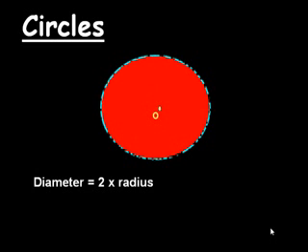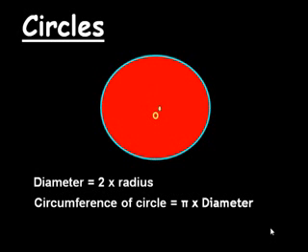The circumference of a circle is the distance around the outer edge. Circumference of a circle equals pi times diameter. An easy way to remember this formula is "cherry pie delicious".